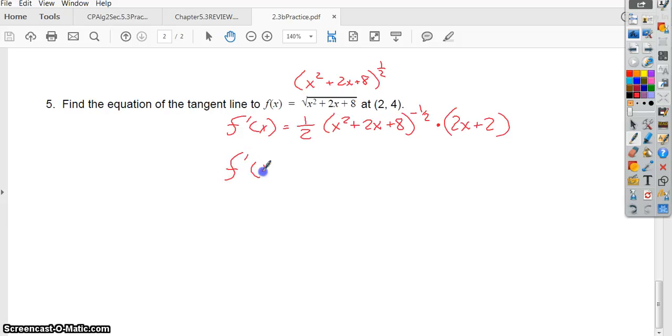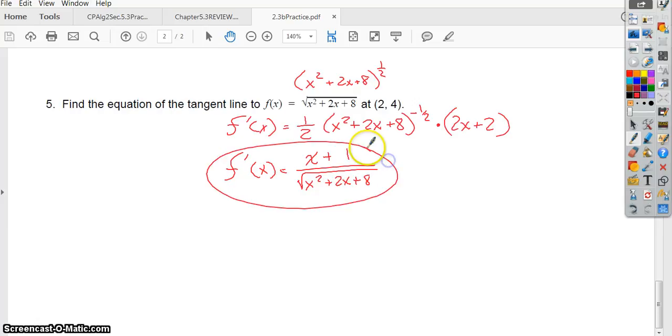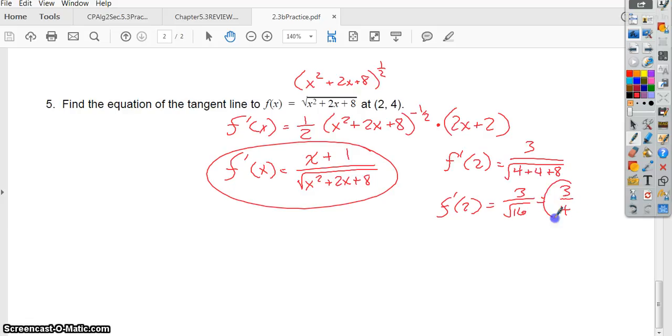If I want to reduce this, to make life a little easier, half times this is x plus 1. So I have x plus 1 on top, all over the square root of x squared plus 2x plus 8. Alright, so let's solve for the slope at 2. So I have 2 plus 1 up top, which is 3. I have 2 squared, which is 4, plus 2 times 2 is 4, plus 8. So, on bottom, you're basically going to have 3 over the square root of 16, which is 3/4. That's my slope of my line at x equals 2.